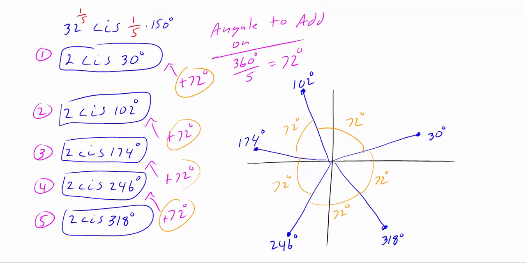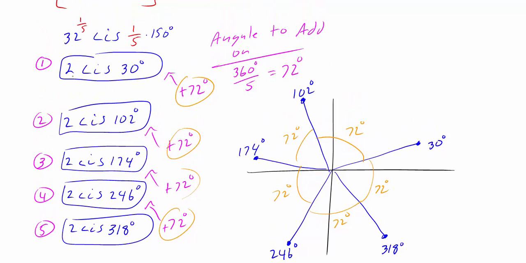So really, once you find the first root, like we did here, the 2 CIS of 30 degrees, we just have to take the number of roots we have and divide that into 360, and that will give us the angle that we simply add on each time to calculate the remaining roots.